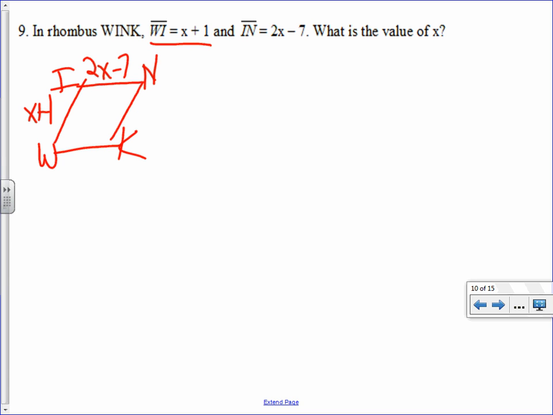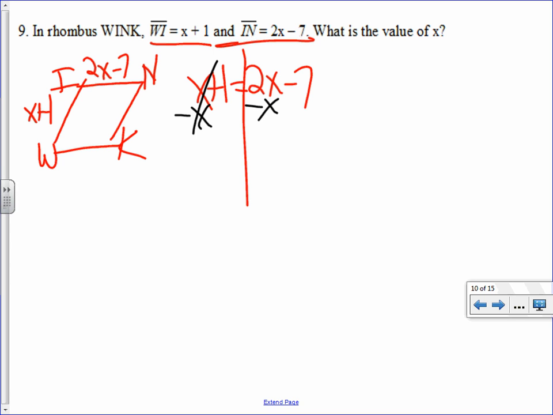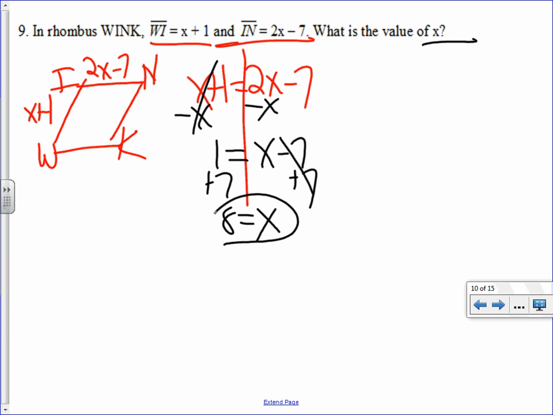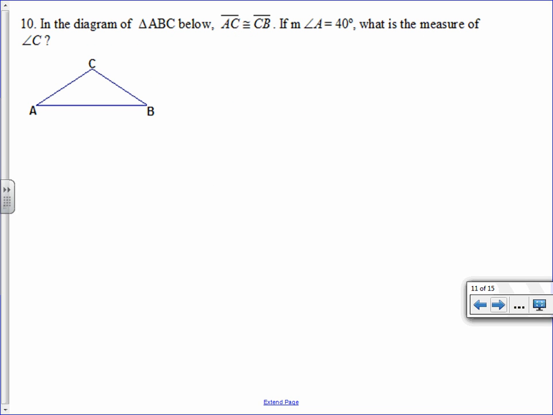These are segments. Once you recognize they're segments, set them equal to each other. If they're angles, they might be set equal to each other, or they might add to 180, depending if they're the same or different. Segments, set them equal. Solve the equation. The question is asking for the value of x. X is equal to 10.